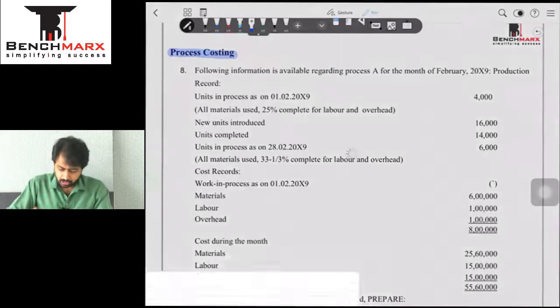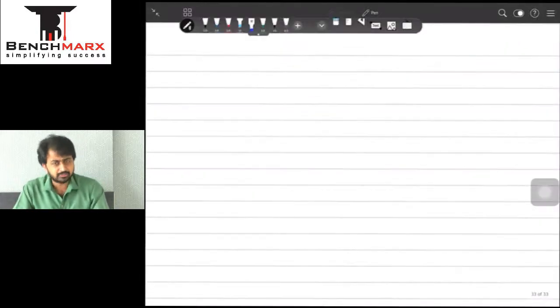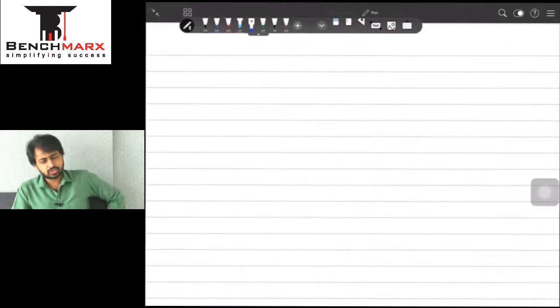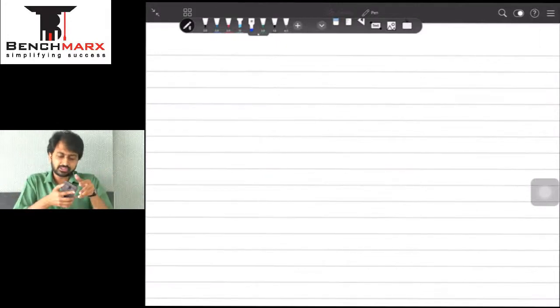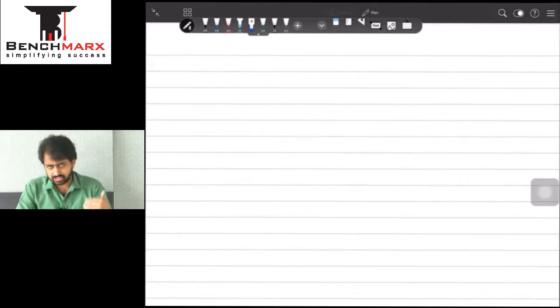Now again, process costing has been covered in the previous 2 MTPs, so I won't give you a detailed intro of what process costing is. I'll simply tell you guys some small intro of what is there in this question. Now, how is this question different from the previous question? In this question, we have the weighted average method of the statement of equivalent output. That is the only different or new part in this question. Other things are quite similar.